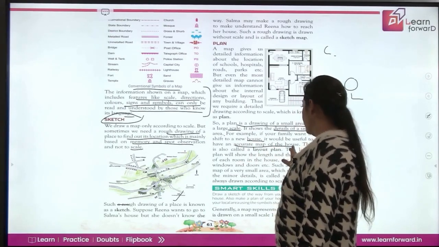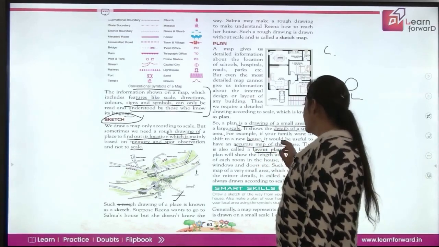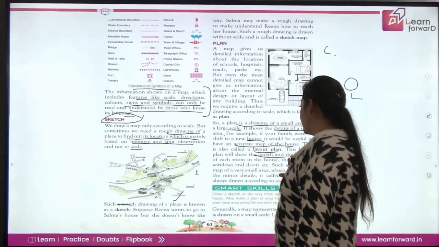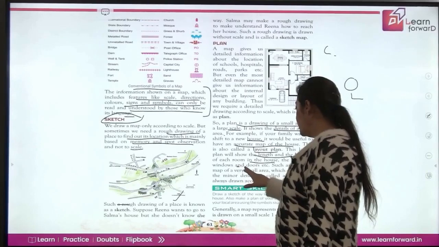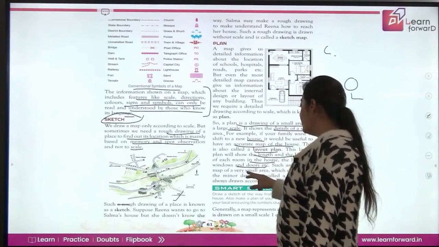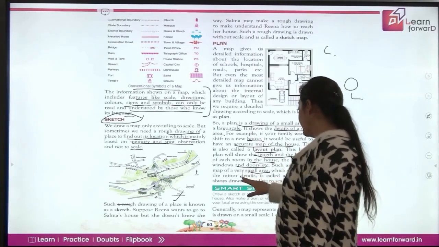एक्यूरेट मैप ऑन द हाउस एंड दिस इज कॉल्ड योर लेआउट प्लान। So this layout plan will show the length and breadth of each room in your house, height of the windows, doors, etc. And such an accurate map of a very small area with minor details is called a plan.